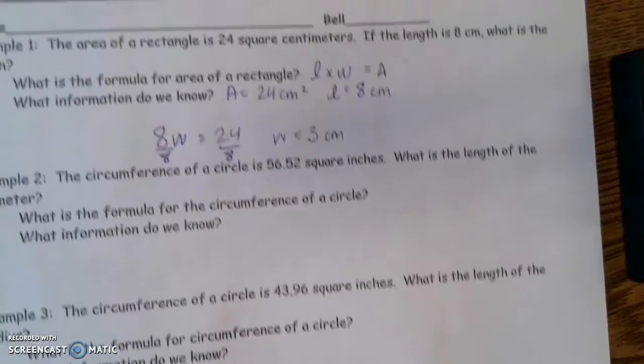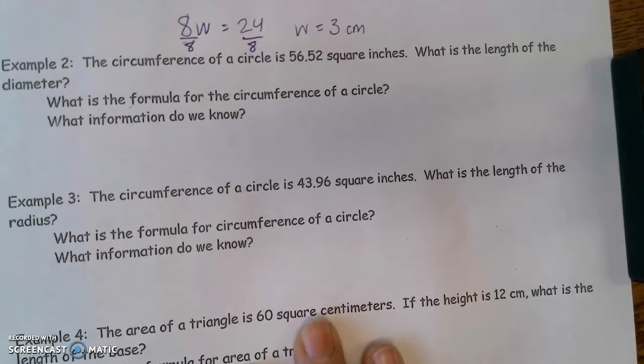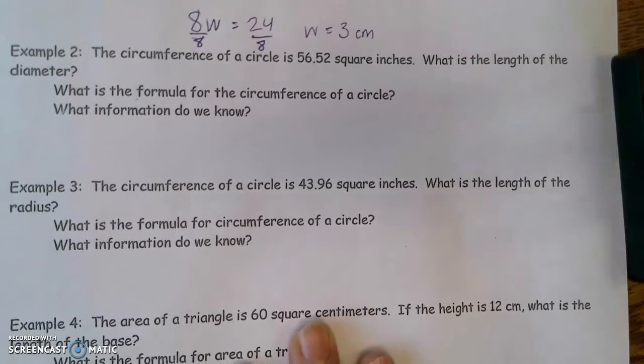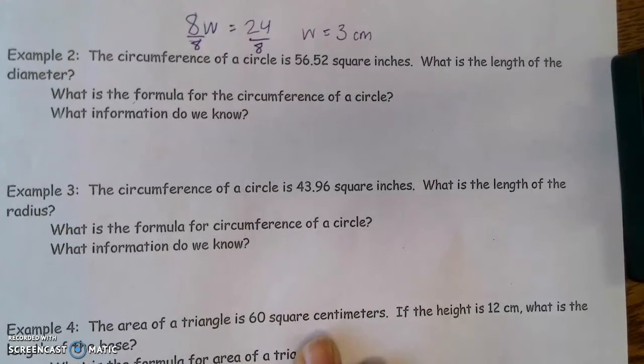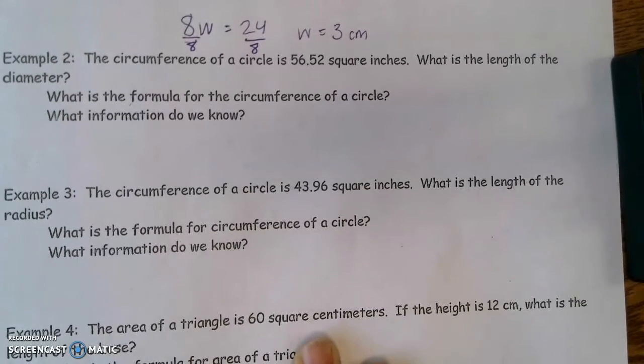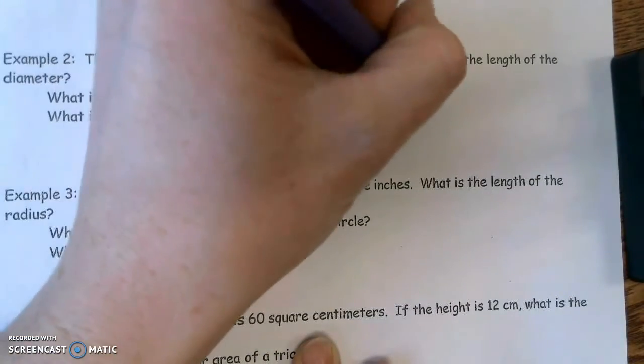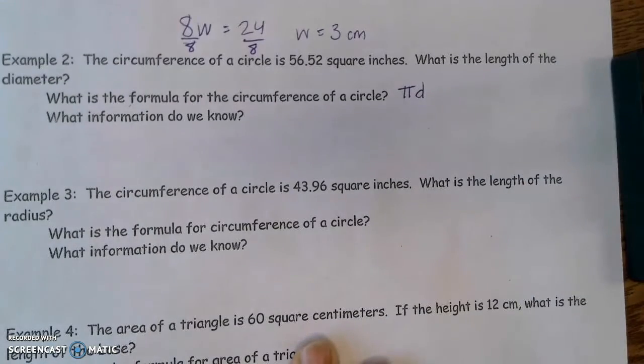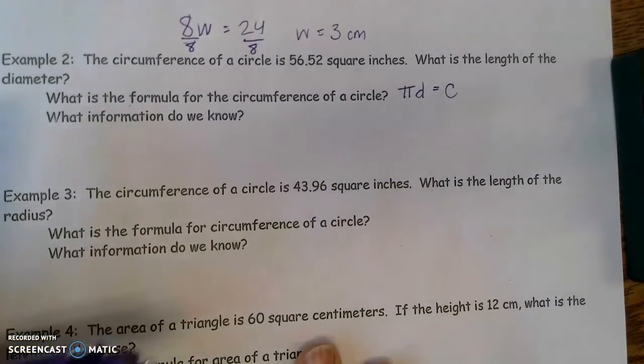All right, the next one. Example 2 says the circumference of a circle is 56.52 square inches. What is the length of the diameter? The first thing we ask is what is the formula for the circumference of the circle? We know that circumference is pi times diameter. We could also write it as 2 times the radius times pi, but I'm going to leave it in terms of pi times diameter because we are talking about diameter.